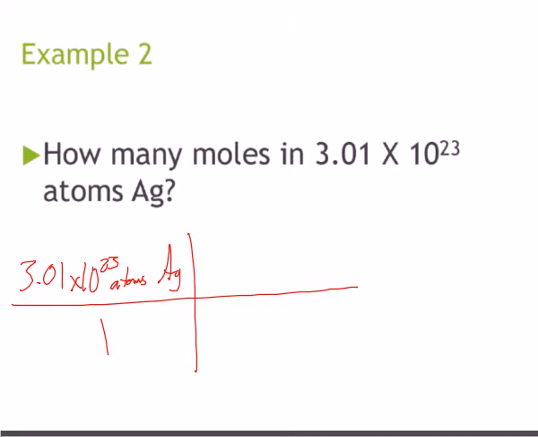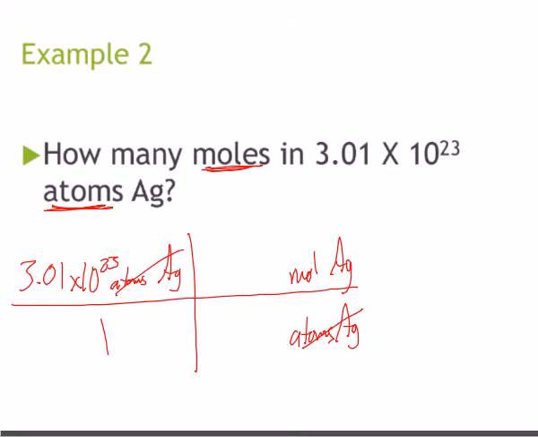Where will atoms have to go to cancel out? On the bottom. So let's go ahead and set that up. Are atoms related to moles? Can we make a conversion factor between atoms and moles? Absolutely we can. So that's going to be on the top part of our new conversion factor.